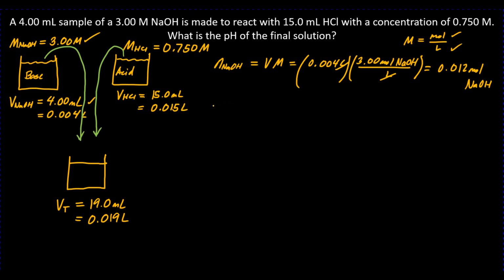Now the new concentration, we will call it M NaOH. This amount is placed in a new container with a solution that has a volume of 0.019 liters. So now it's going to have a new volume.